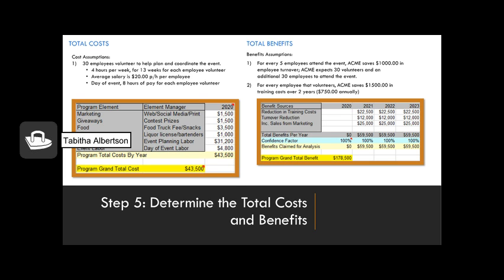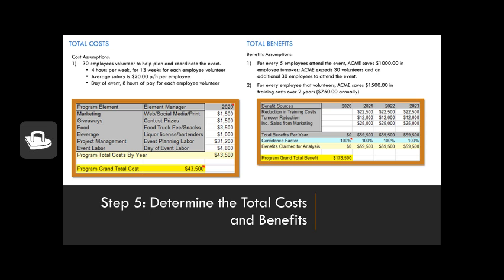Moving on to step 5 of the process, which is really the meat and potatoes of CBA, we're now going to calculate both the total costs and the total benefits of this project. For costs, we had to make some basic assumptions so that we could calculate total labor costs for planning the event as well as labor costs for day of the event.